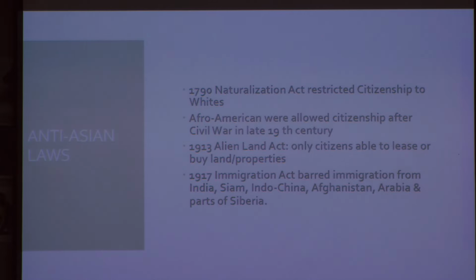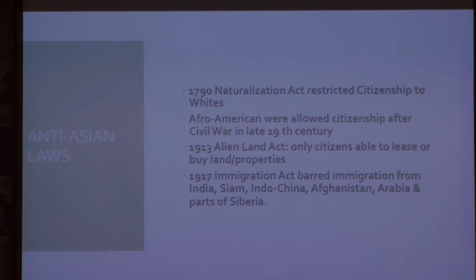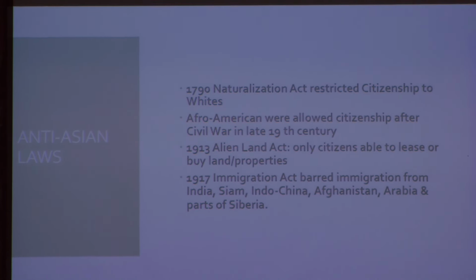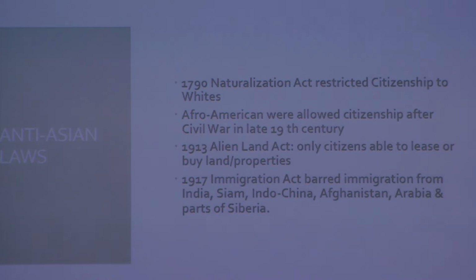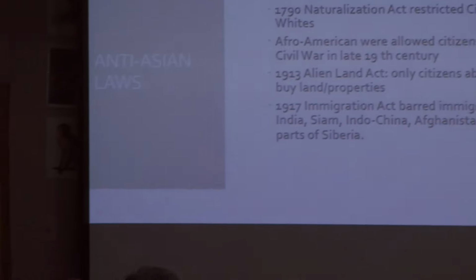Move along. So let's talk about the US now. Things were not easy. There were certain parts of the world who were banned from coming to America. In 1790, the Naturalization Act restricted citizenship to only white people, and Afro-Americans were allowed citizenship after the Civil War in the late 19th century. 1913, Alien Land Act, which said only citizens can buy land. You cannot buy properties. In 1917, Immigration Act, which barred immigration from India, Siam, Indochina, Afghanistan, Arabia, and parts of Siberia. You probably see similar news these days sometimes. But this is how things were at that time.